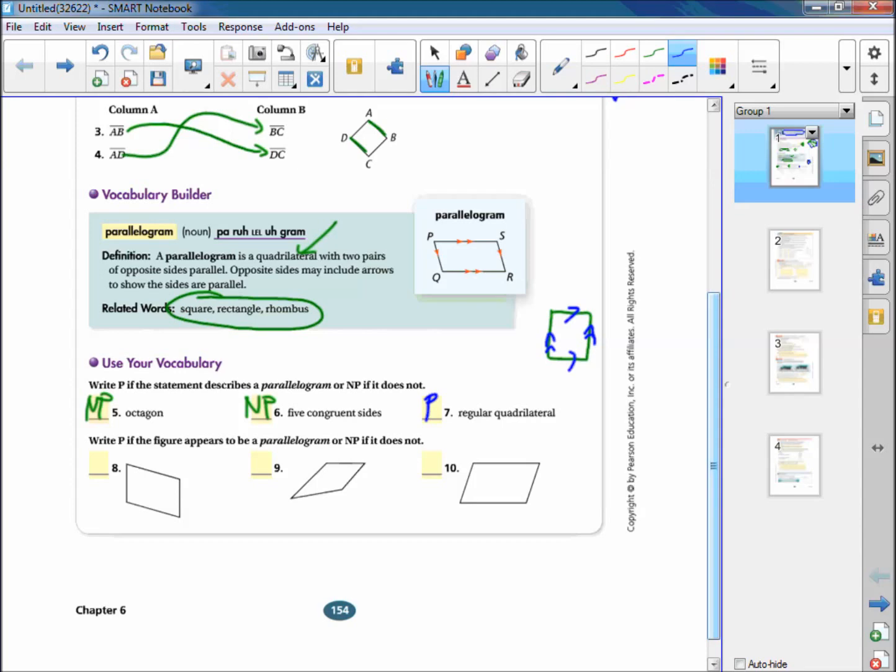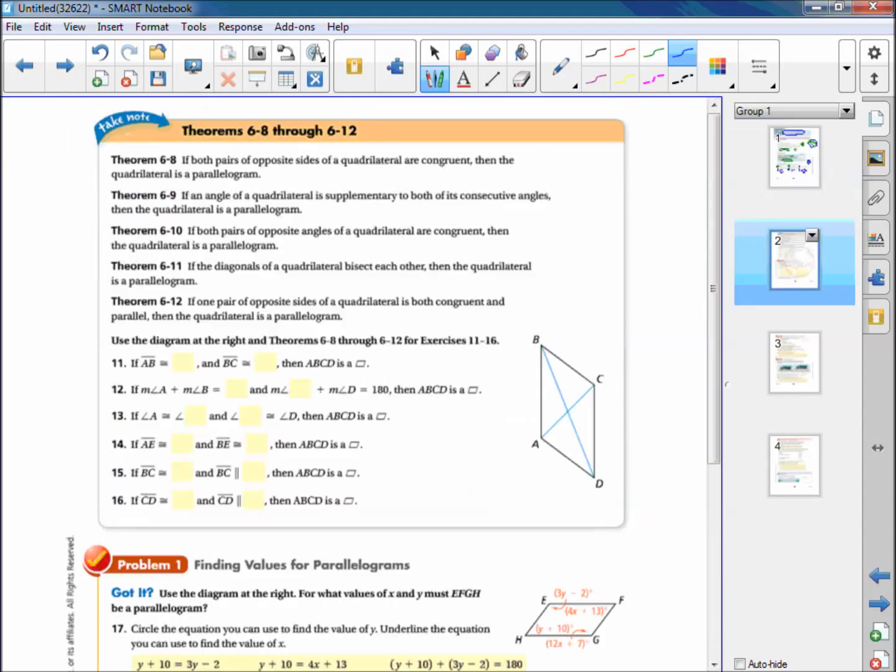Write P if the figure appears to be a parallelogram, or NP if it does not. So let's see, I think this side looks parallel to me, and these two look parallel to me, so I'm going to say P for parallelogram. I think these two look parallel to me, but the other two definitely not. So I'm going to say NP for not a parallelogram. And in our last one, I think these two are parallel and these two appear to be parallel. So I'm going to say P for a parallelogram. All right, let's flip it over and check out the second page.